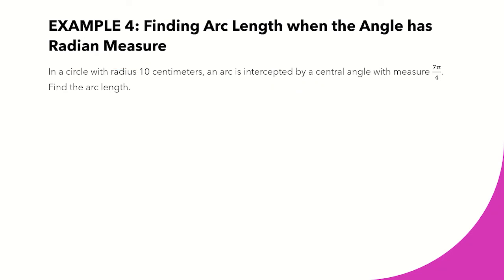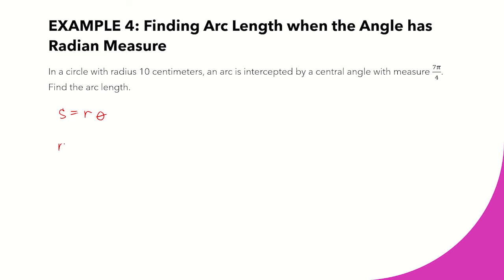Okay, let's continue to example 4, finding arc length when the angle has radian measure. In a circle with radius 10 centimeters, an arc is intercepted by a central angle with measure 7 pi over 4. Find the arc length. We just have to write the formula for arc length when the angle has radian measure. That would be S is equal to R theta.